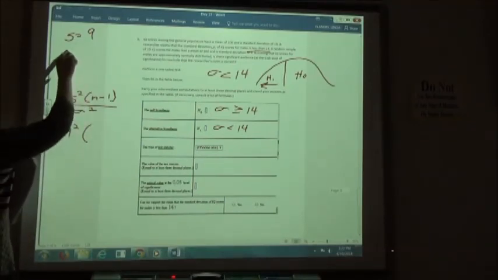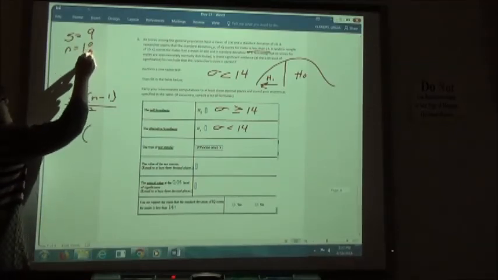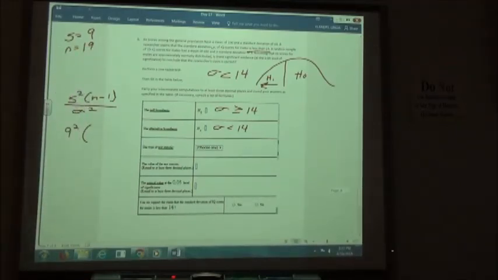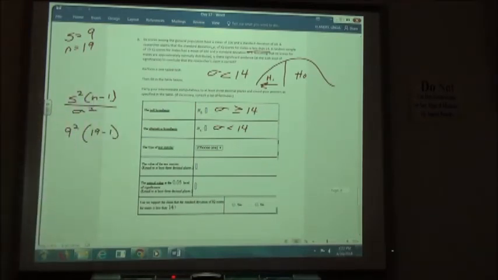I'll jump to the n. How many people did I have in my sample? A random sample of 19 scores, right? The n is 19. It gives us the mean, but we don't even need the mean in this problem. So we're going to do 19 minus 1, in other words, 18 there.